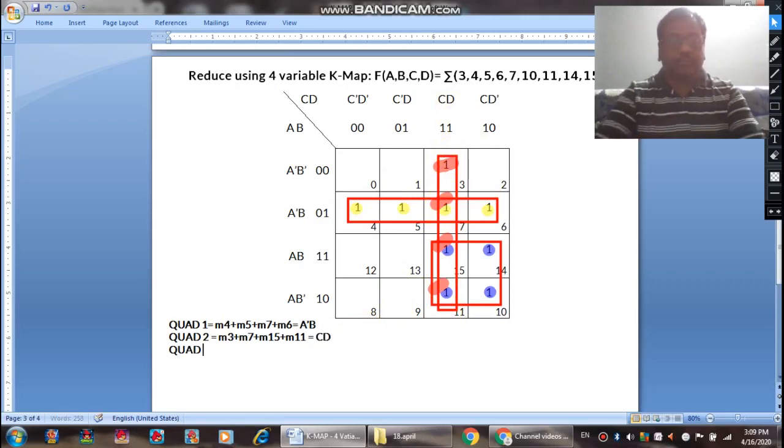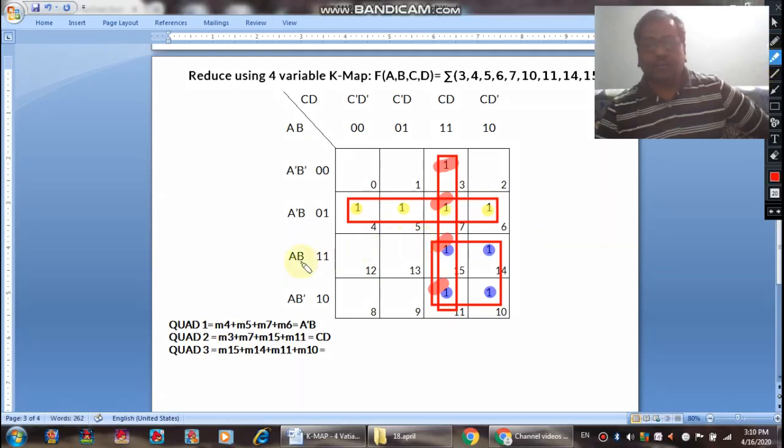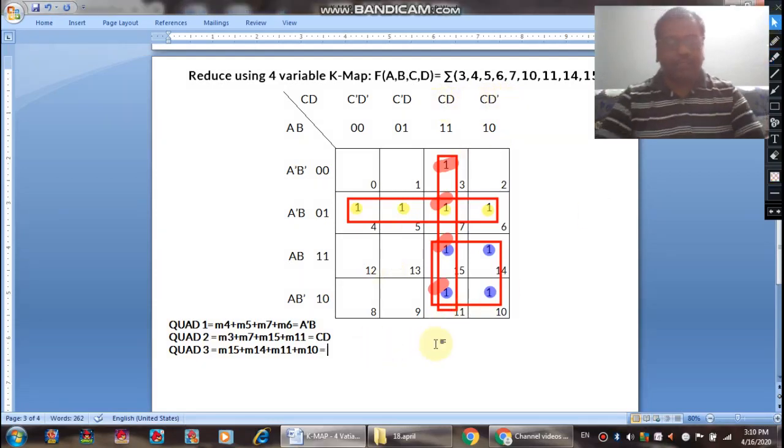Now we talk about chord number 3. When we talk about chord number 3, it is M15 plus M14 plus M11 plus M10. When we talk about these values, now you see we are talking about AB and AB bar. A is common, B is changing, so A is to be considered. C is same, D is changing, so C is to be taken care of. That means the answer for the last one will be AC.